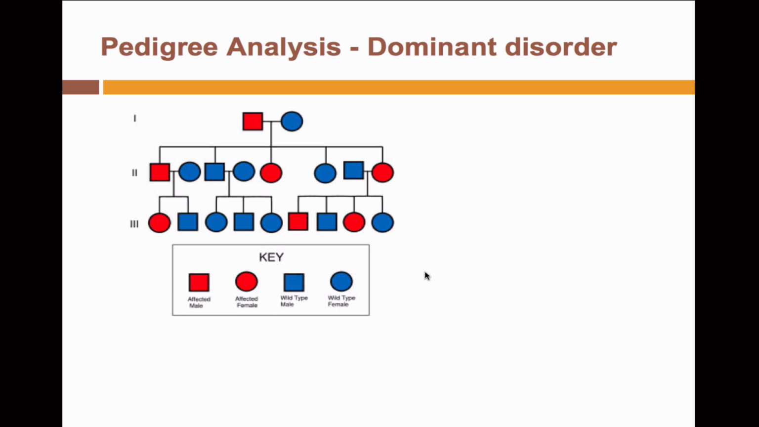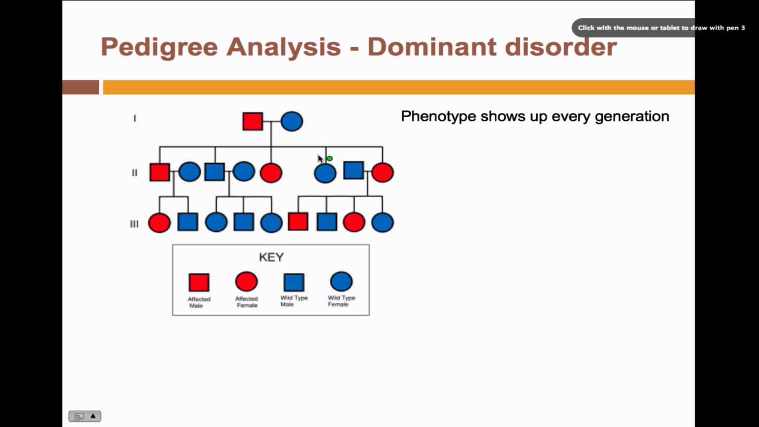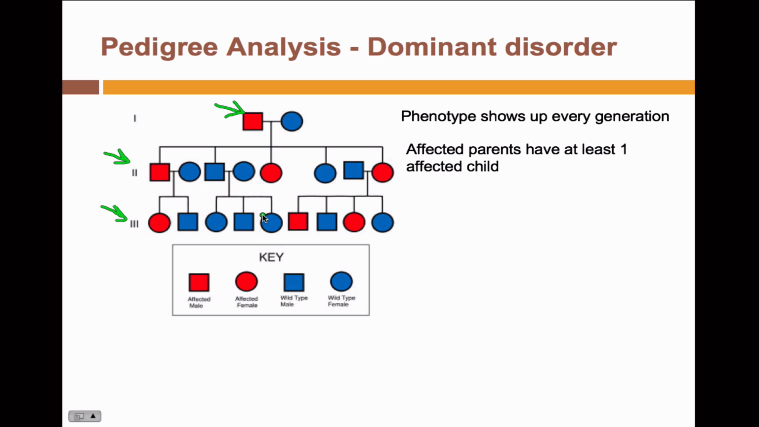So, a couple of important characteristics of a dominant disorder pedigree. First of all, the phenotype shows up in every generation. So you're going to see an affected individual in every generation, at least one affected individual each generation. The other thing is that affected parents will have at least one affected child. So not every child that they have has to be affected.